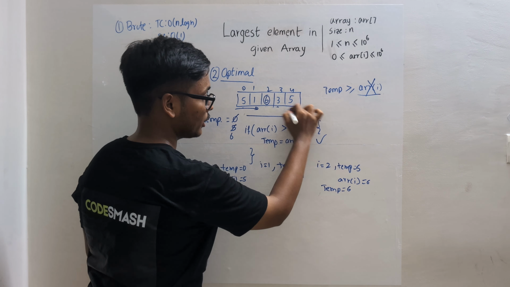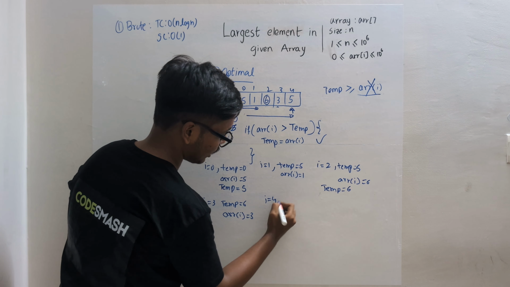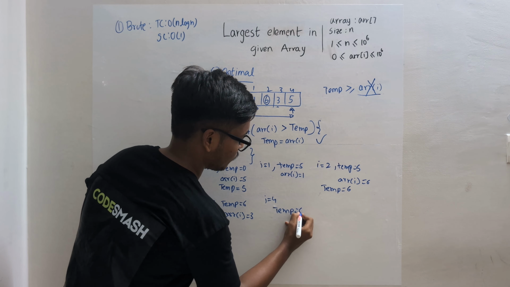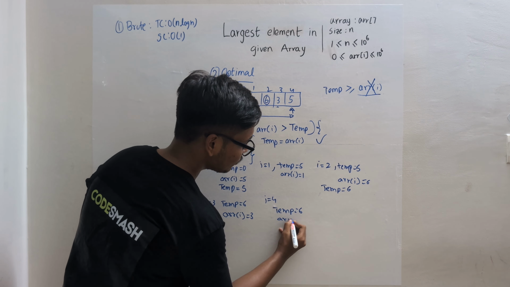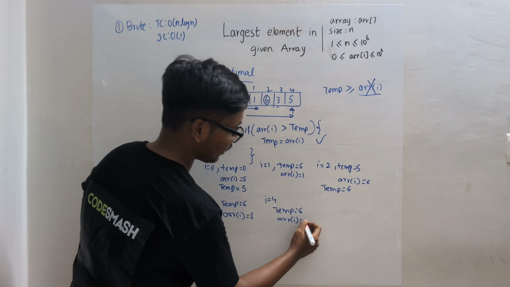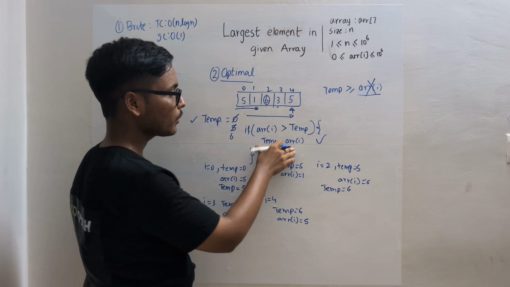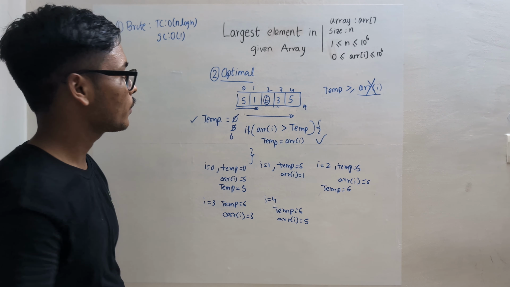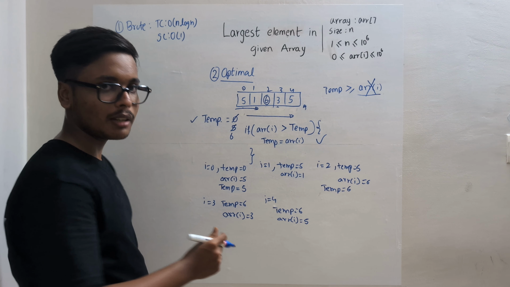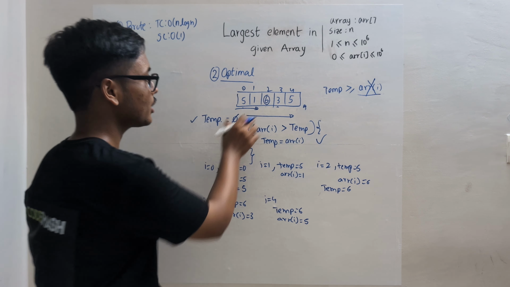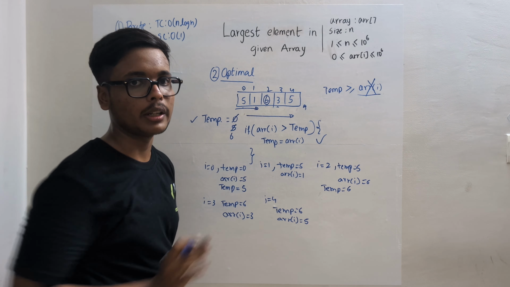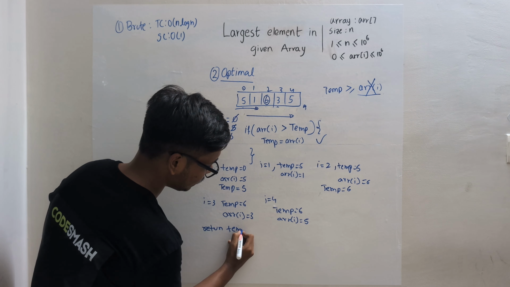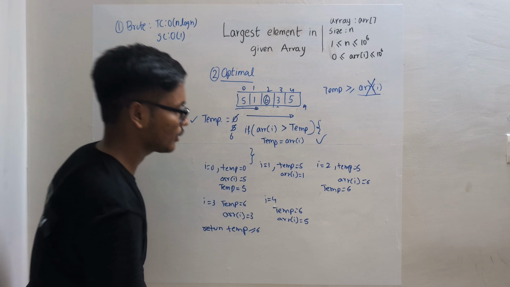So we are at I equals 4, and the value of temp is still 6, and the value of the array at this position is 5. As this condition is not satisfied, we go to the next index, and we just came out of the array. At last we will return the value of temp, which is nothing but the largest element we found in the given array. In this case, it's 6.